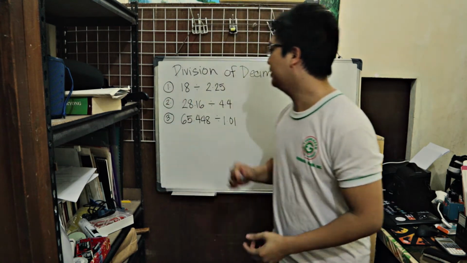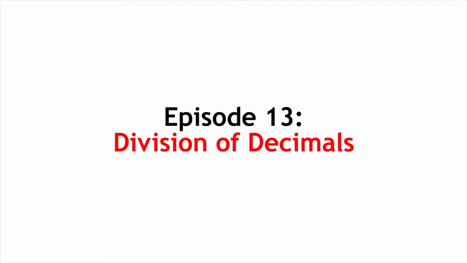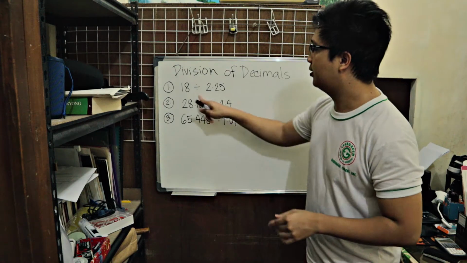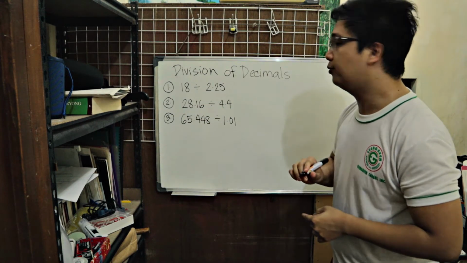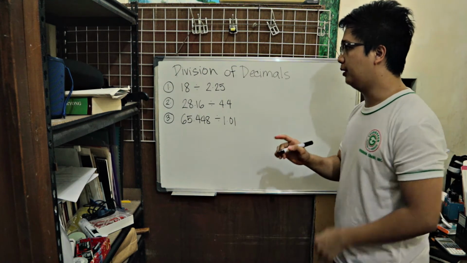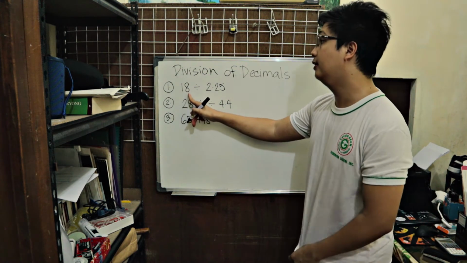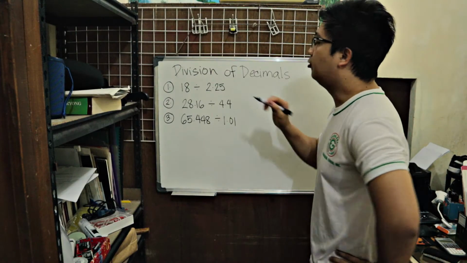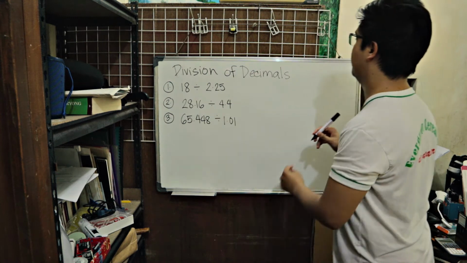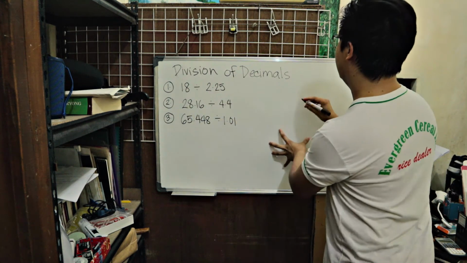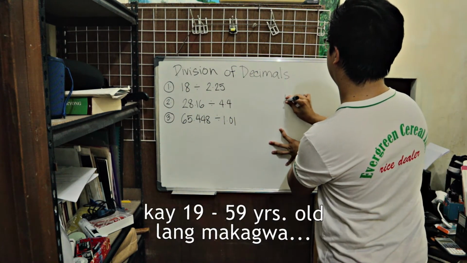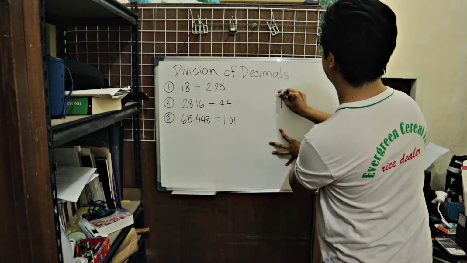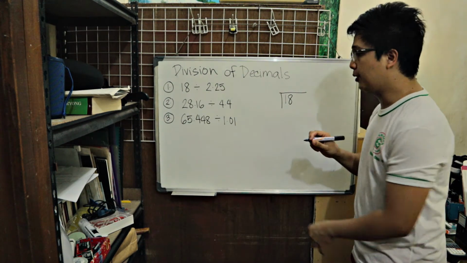Sige, division of decimals. Let's try 18 divided by 2.25. Ang atong nabrahon, 18 is your dividend, and 2.25 is your divisor. So atong nabrahon, 18, siya na ang sasulod sang division symbol. Ang sagwa is the 2.25.